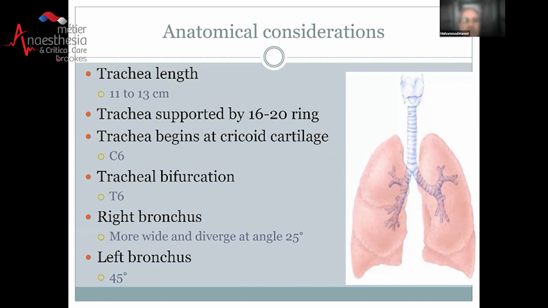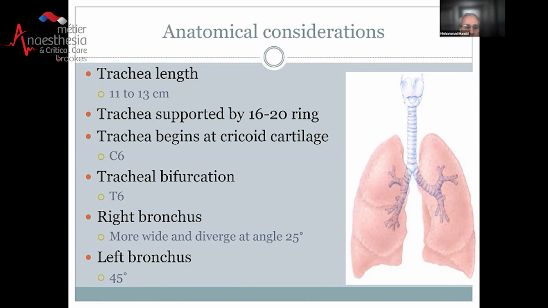So looking at the anatomy, we know the tracheal length is about 11 to 30 centimeters. It has 16 to 20 rings. These are the cartilaginous rings, which are deficient posteriorly. So whenever you're doing a fiber optic bronchoscopy, it will help you in localizing your bronchi. The trachea begins at the cricoid cartilage, with bifurcation at T6. The most important for thoracotomy patients in which you are using one lung ventilation is the right bronchus. The right bronchus is wider and diverges at about 25 degrees from the midline.